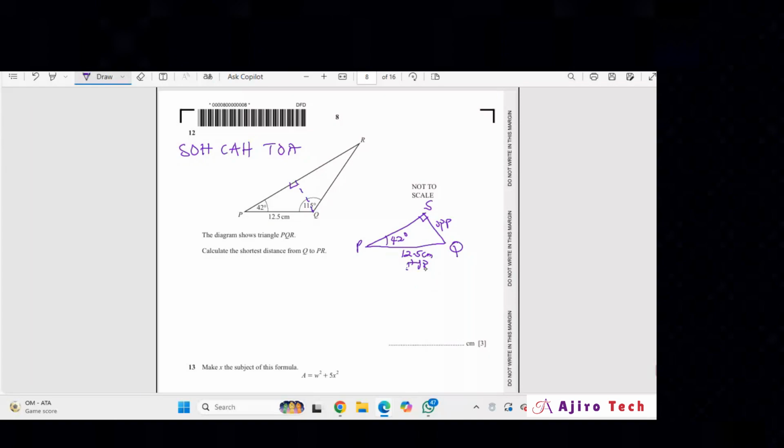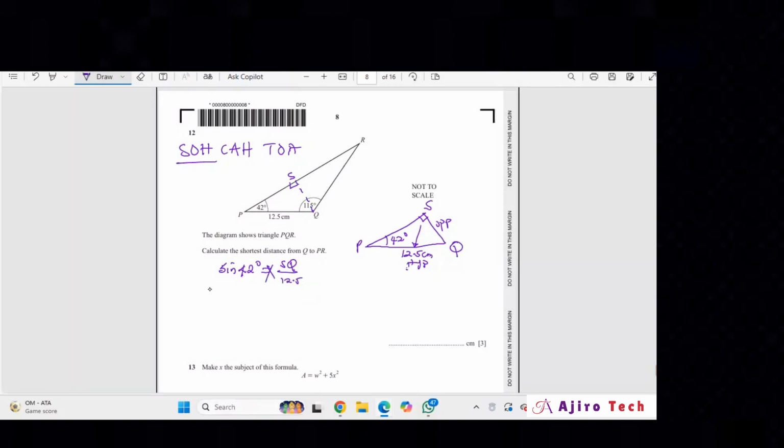Here is opposite, here is hypotenuse. Why is this the hypotenuse? Because it's facing the right angle. Whenever it's facing the right angle, that is the hypotenuse. So we have this now. Opposite over hypotenuse is sine. So we're going to have sine 42 degrees. Opposite is going to be our SQ. Here is S now. SQ is our opposite, all over the hypotenuse, which is 12.5.